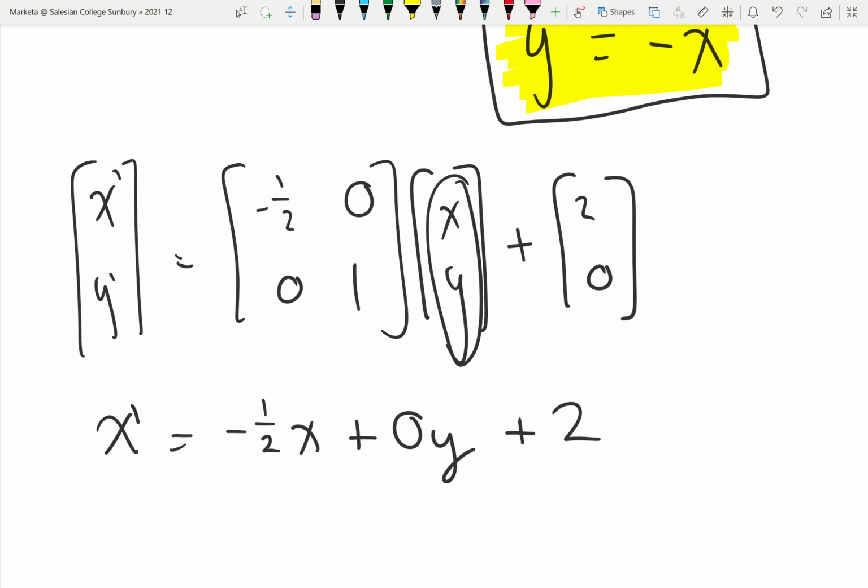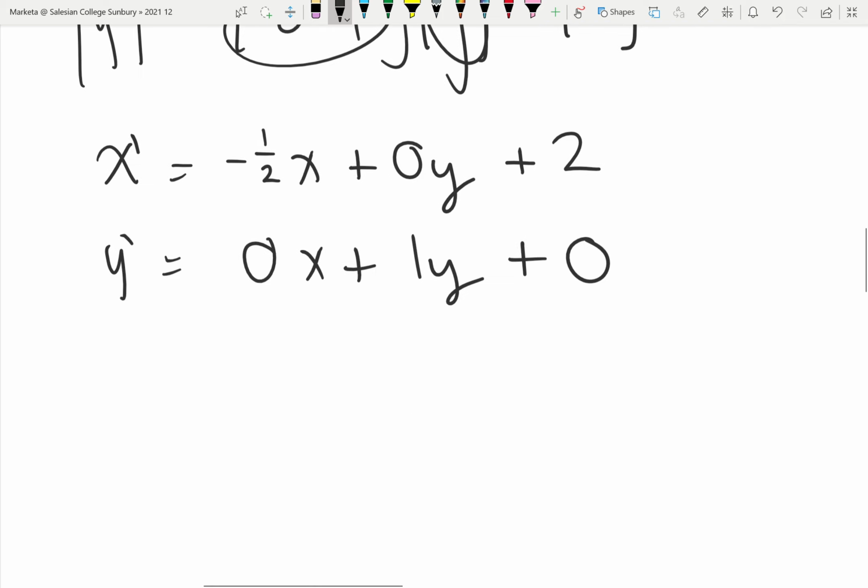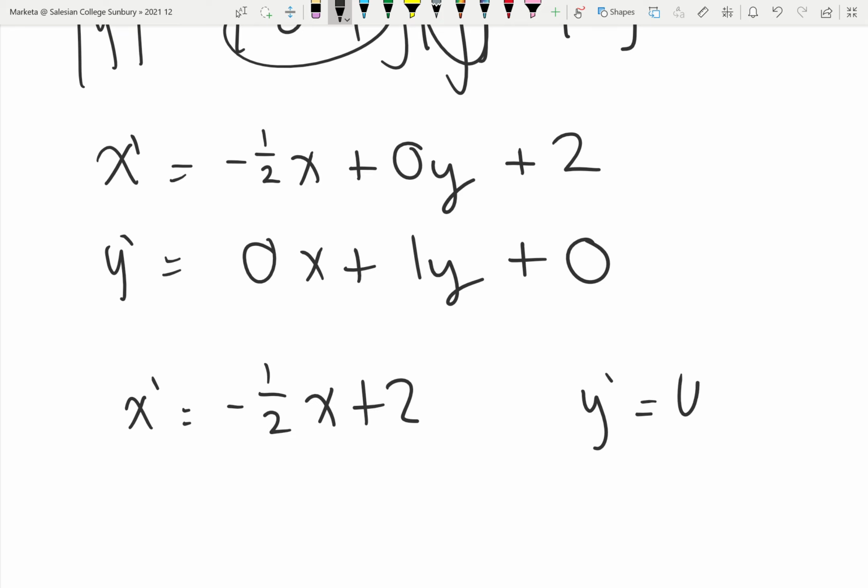Now I do the Y values. So now I'm going row by column this way. Y image equals 0 times X is 0X plus 1 times Y is 1Y and then plus 0. So let's neaten those up. So X image equals -half X plus 2 and Y image equals, well, Y. So we now have how we get the image. So we can say we get the new X value by multiplying every original X value by -half and then adding 2. And the y values, well, they're going to stay the same.